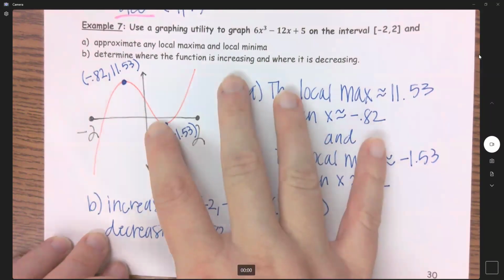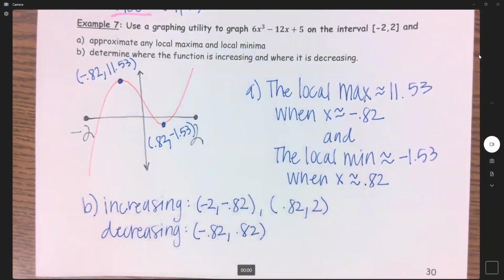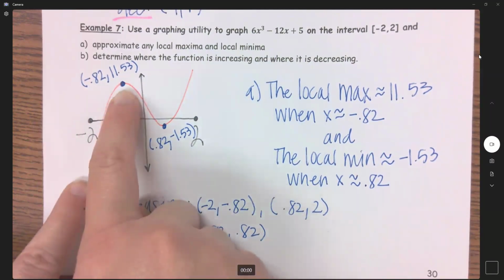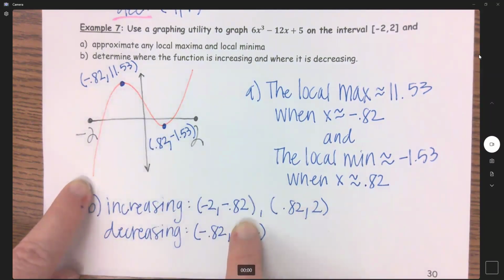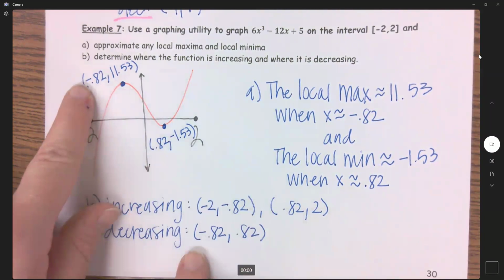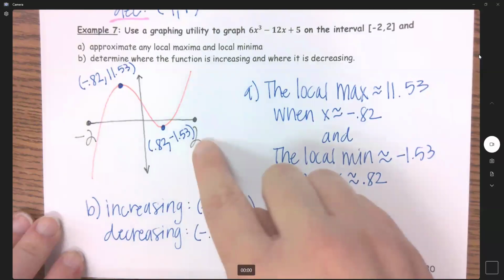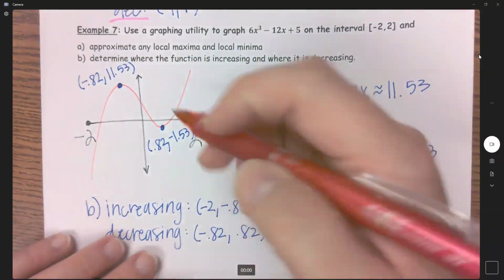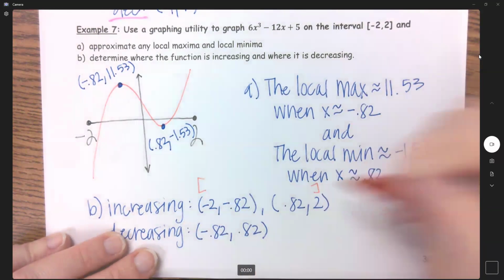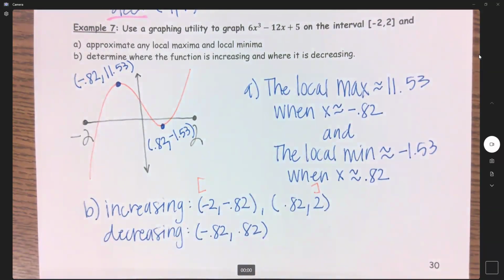If you drew your sketch and found your max and min, now that tells you everything you need about your increasing and decreasing. I know it is increasing from -2 to -0.82. So that's here. Then it starts decreasing from -0.82 to 0.82. And then it finishes increasing from 0.82 to 2. Remember, MyMathLab might want brackets at that 2 and -2 at the endpoints. But we should not have those when we're talking about increasing and decreasing. So if you have any questions, please email me.